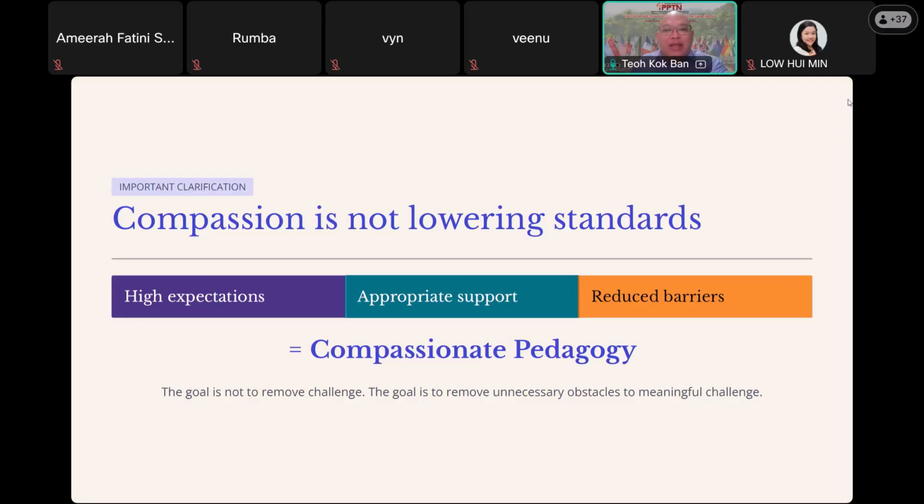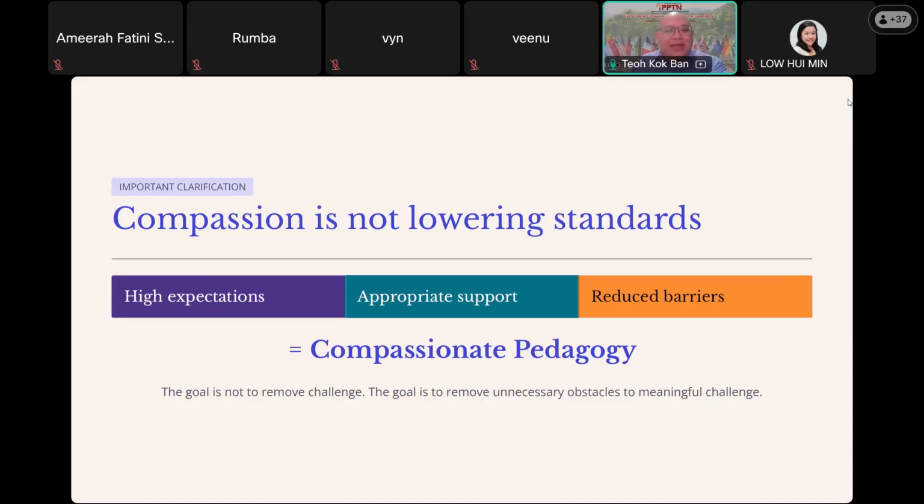Then I will treat it as: we want to achieve the expectation, but we supply appropriate support while reducing unnecessary barriers. Let me give you a simple example. Imagine a student needs to climb a staircase to reach the second floor. The learning outcome is actually reaching the second floor. The staircase itself is not necessarily the learning outcome.